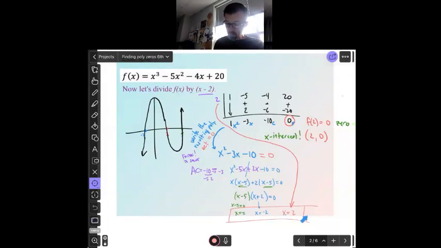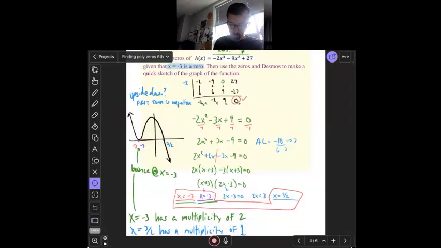Each of those zeros only showed up once. So we see that the graph just kind of passes through each of those points, like we normally would think. Okay? So what we're seeing though is that if the multiplicity of the 0 is 2, the graph appears to bounce off the x-axis at that point.